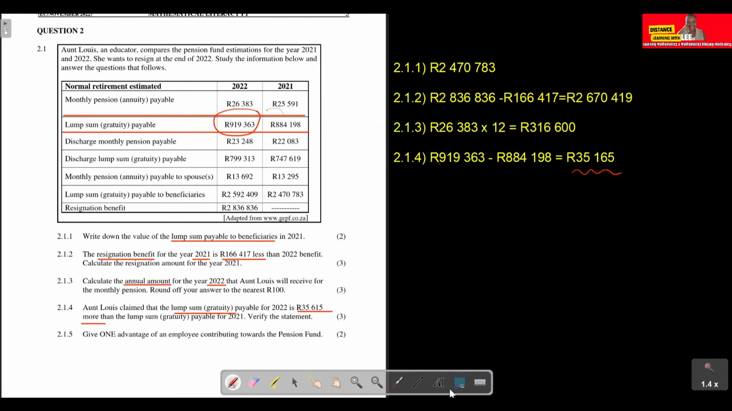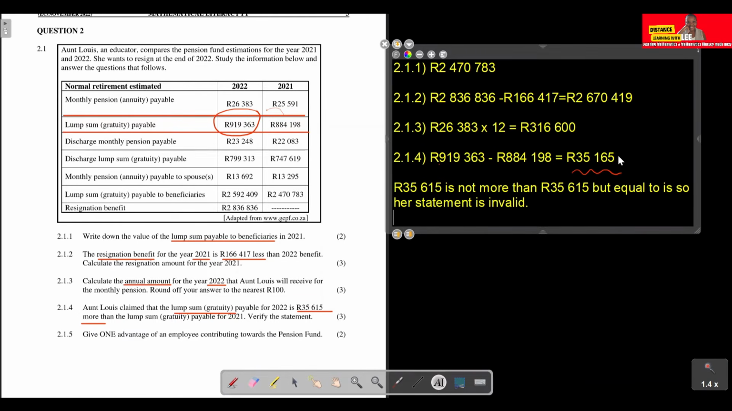Okay, so we're just going to make our conclusion. 35,615 is not more than 35,615, but equal to it. So her statement is invalid.